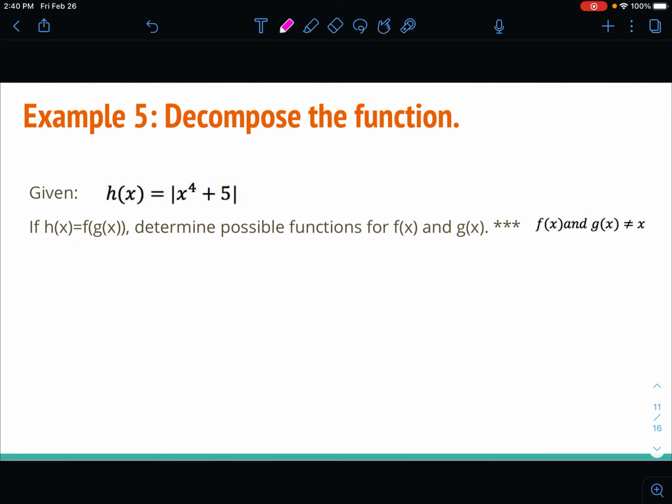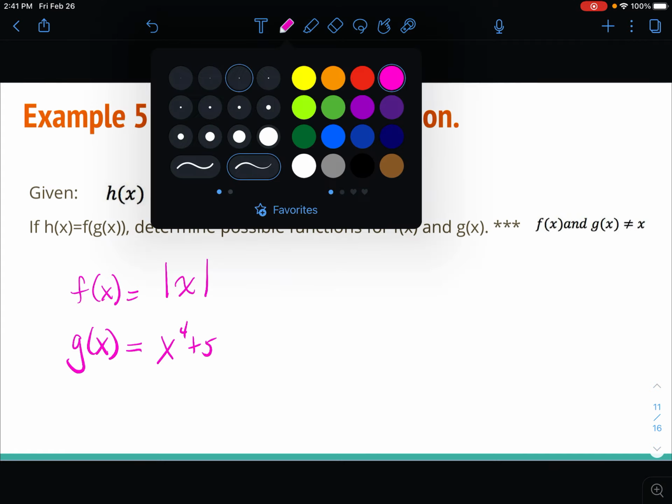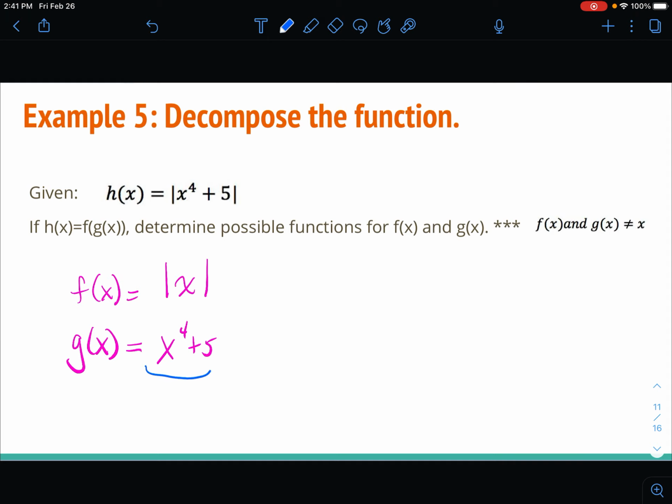Okay, last decomposition. So h of x equals f of g of x, so same definition here. Let's think about our inner function g of x. So the inner function could be x to the fourth plus 5. The outer function could be the absolute value of x. Again, let's do a quick sanity check. If that's the inner function, this says take the absolute value of the input, and that would match. Okay, so we'd be good there.